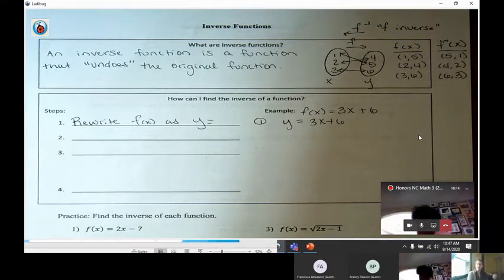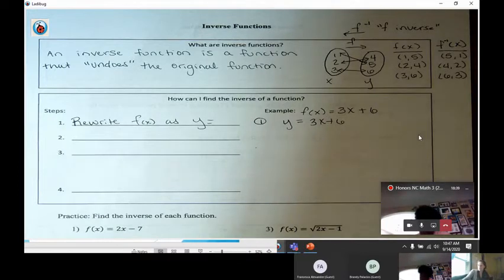What questions do you guys have? Okay, if there are no questions, we're going to move on to step 2.